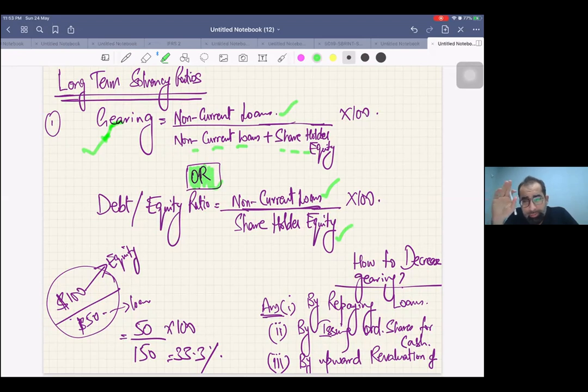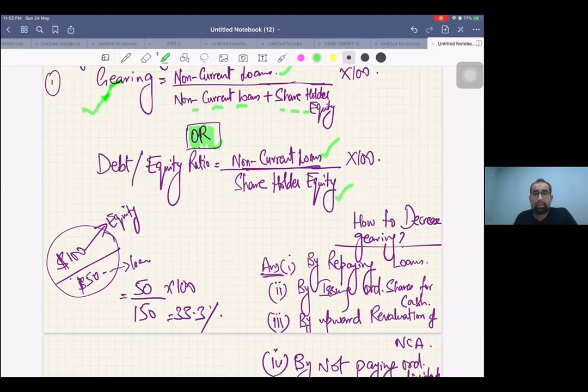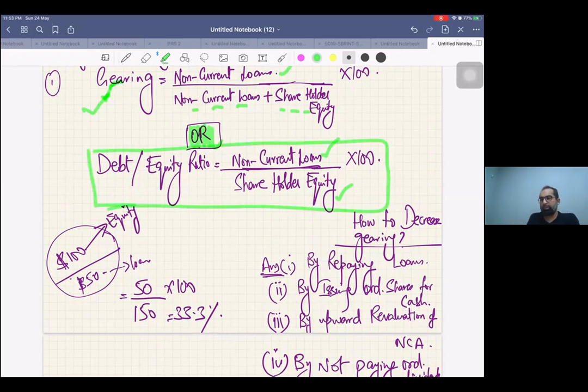Okay. Now, the next question is, this is good that we are decreasing our gearing, right? Higher gearing is not better. Lower gearing is better. So I'm going to tell you some techniques on how to decrease or reduce gearing. I'm going to explain through a mathematical process. You must know the maths. This is the gearing formula: non-current loans divided by shareholder equity into 100, right?